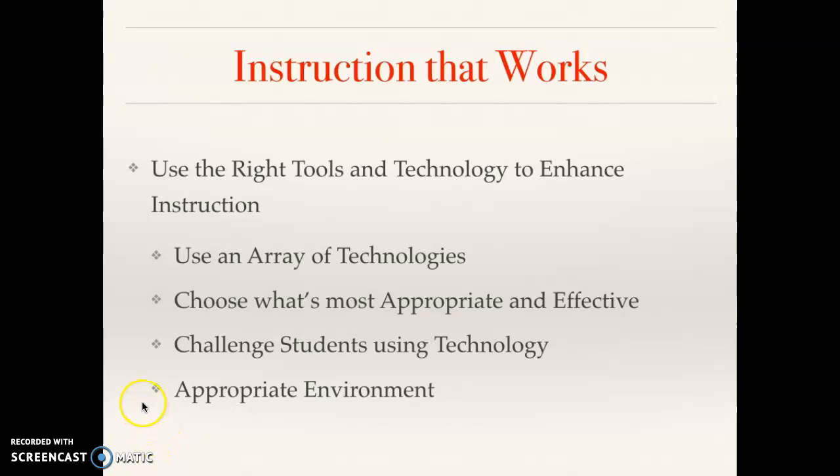Make sure that our environment is appropriate. So this comes down to, are we organized? Do you come into the classroom and know exactly what you're prepared to do? Are the goals on the board? Is there enough there as a learning environment for them to be productive?